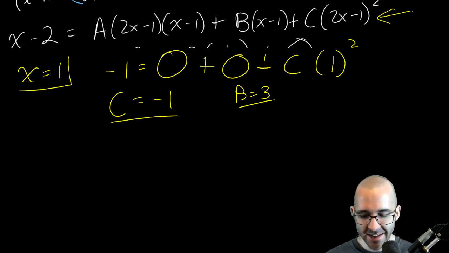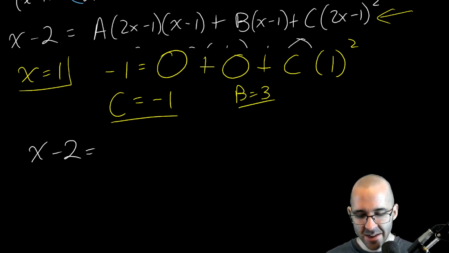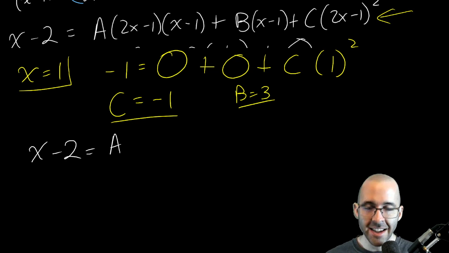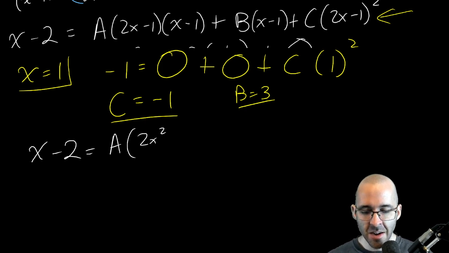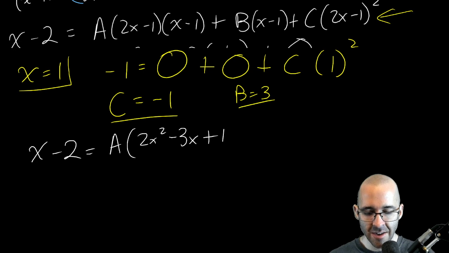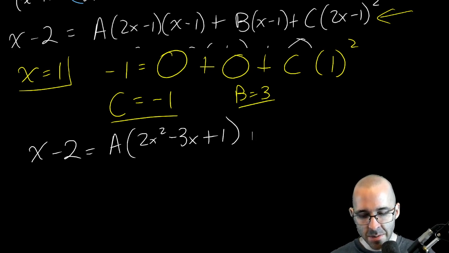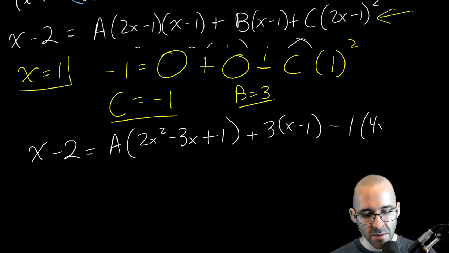So that gives us x minus 2 equals a. Yes, we're going to have to FOIL. Let's see if I can do the foiling this time. 2x squared minus 2x minus 1x is minus 3x. This becomes a plus 1, plus b, which is 3, plus c, which is minus 1. 4x squared minus 4x plus 1.